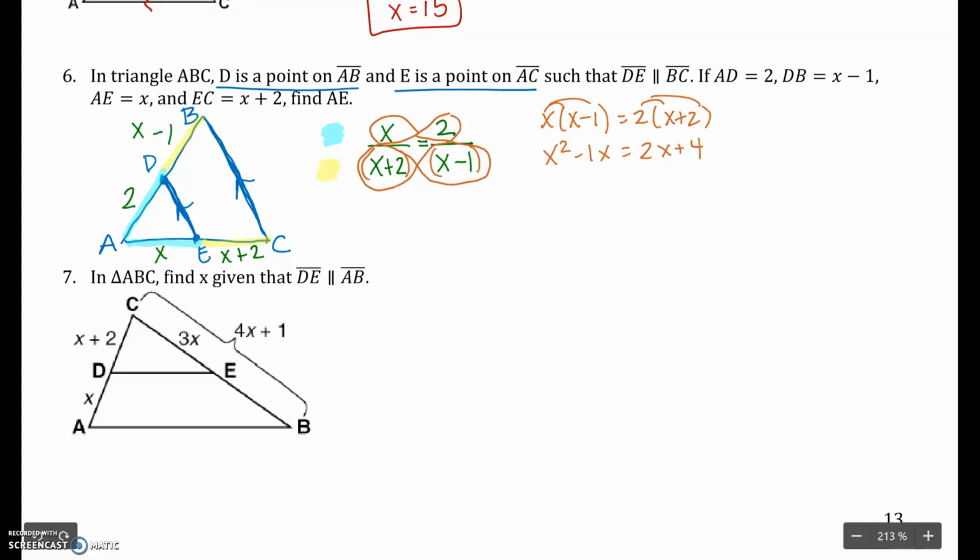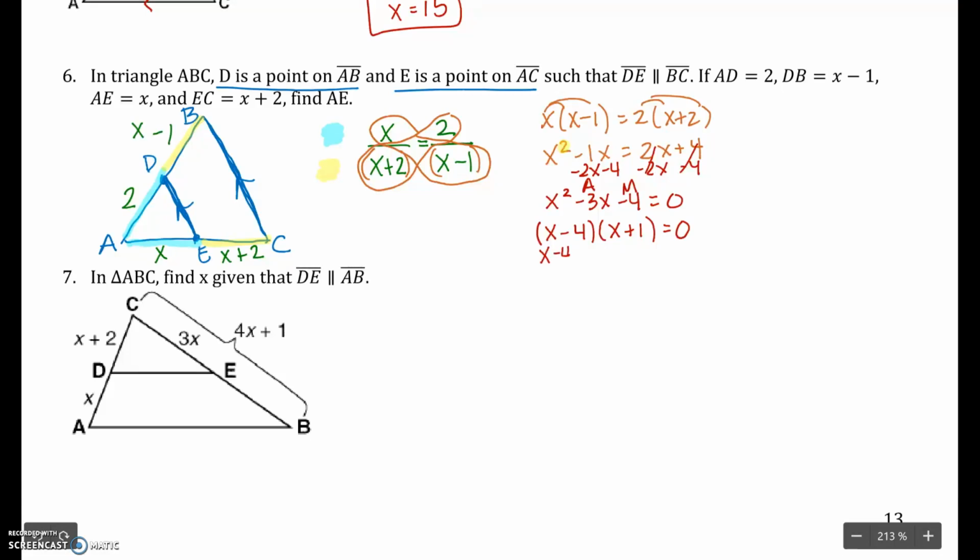If you have something that has an x squared and an ordinary x in it, it's quadratic. In order to solve those, you're going to need to set them equal to 0. So this is some Algebra 1 review. Combine your like terms. And now you're going to factor it. You have to find numbers that multiply to -4 and add to -3. So that would be -4 times +1 would multiply to -4 and add to -3.